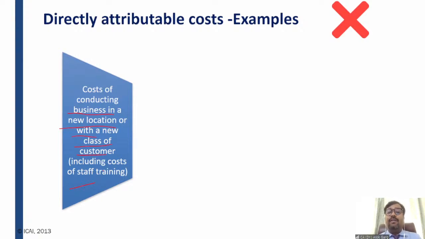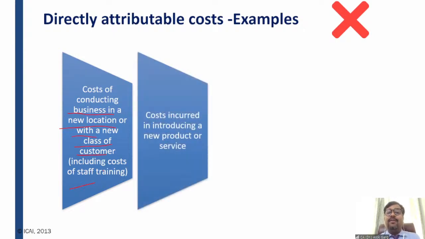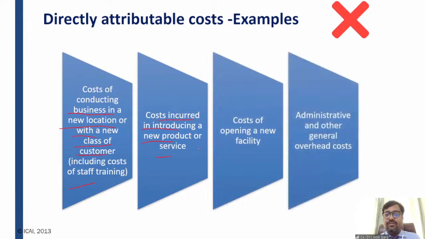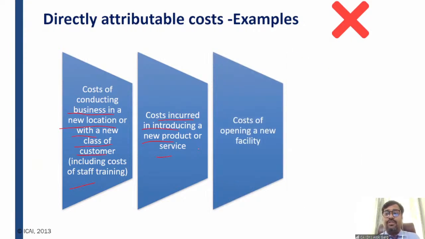Right? So cost of conducting business in a new location, like relocation cost, we are relocating our plant from Delhi to Chennai. So the cost of relocation, the cost of conducting a business in a new location, is not a directly attributable cost, right? Cost incurred in introducing a new product or service. For example, we have incurred an advertisement cost, a campaigning cost, for promotion of a brand, promotion of a product, for introducing a new product or service, right? So in that case, this is not going to be capitalized. Advertisement cost is going to be charged to the P&L.